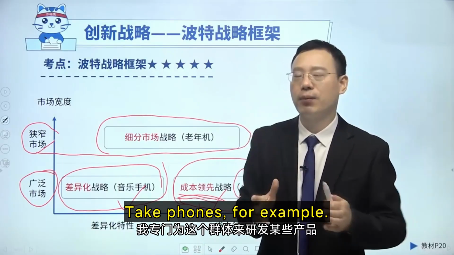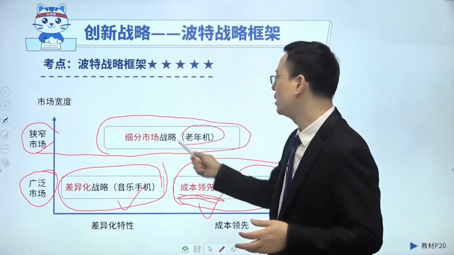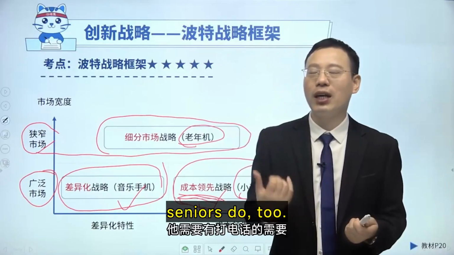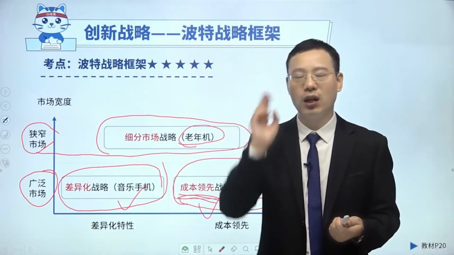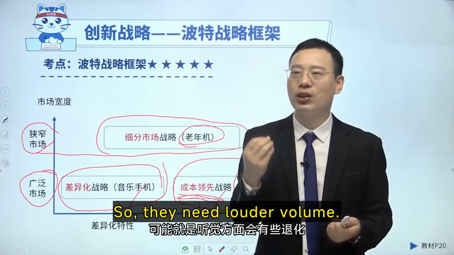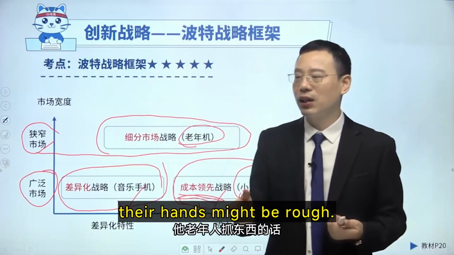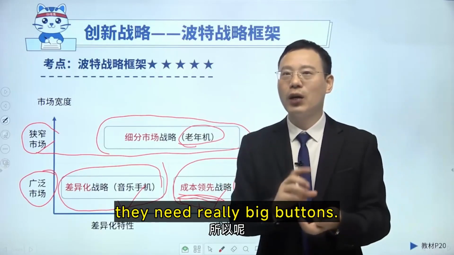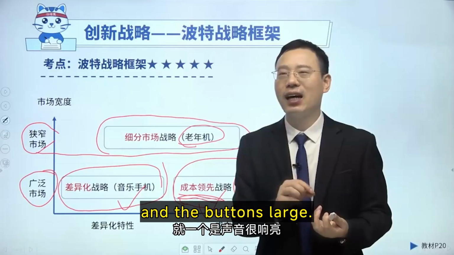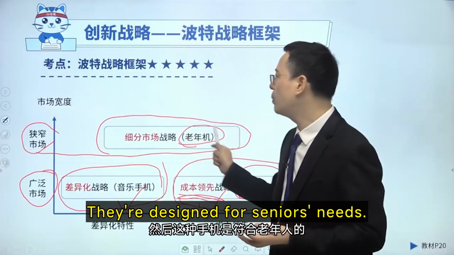Take phones, for example. There are phones designed for seniors. Besides young people who need phones, seniors do. Seniors often have hearing difficulties, so they need louder volume. Plus, when they grab things, their hands might be rough. They need really big buttons. The sound needs to be loud, and the buttons large. These phones are made for seniors. They're designed for seniors' needs.